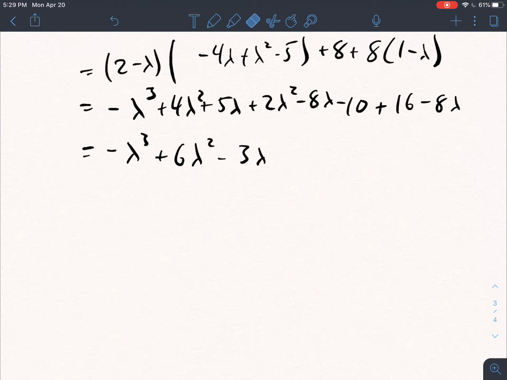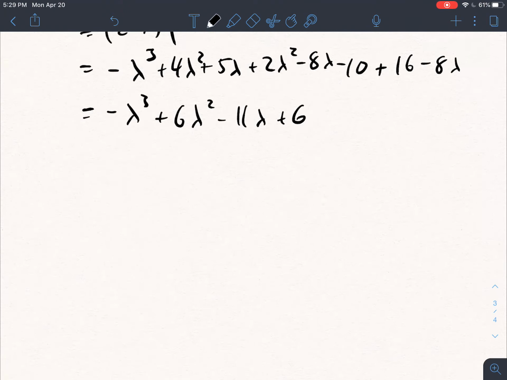Okay, let's combine like terms. I'm seeing 6 lambda squared minus 3 lambda. Oh wait, minus another 8 lambda. So this would be minus 11 lambda. Right, so I have 5 minus 8 minus 8, so that's equal to negative 11 lambda. And then what about my constant terms? I have negative 10 plus 6, or plus 16. So that's plus 6. Okay, how do I factor a degree 3 polynomial?